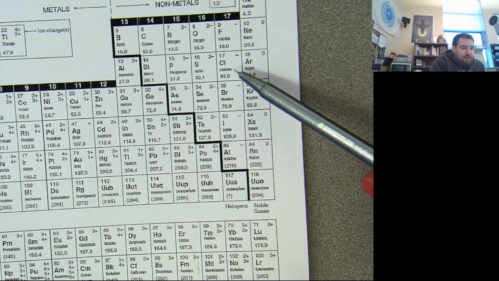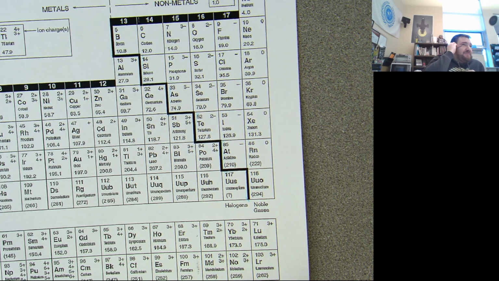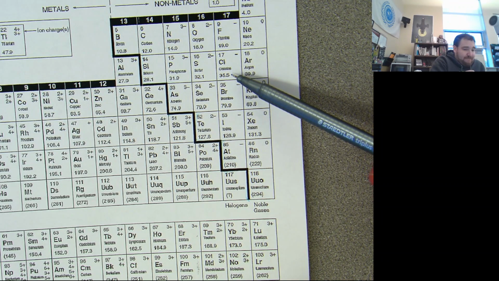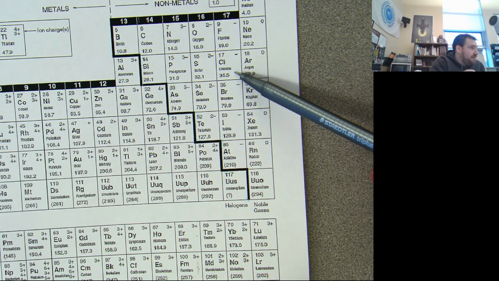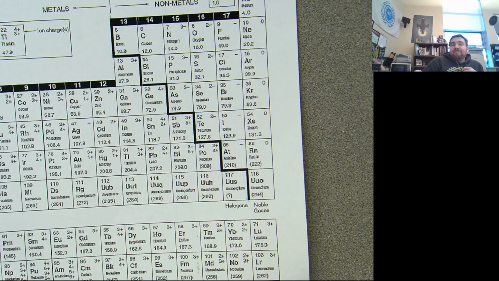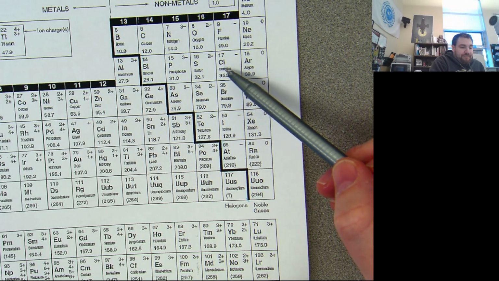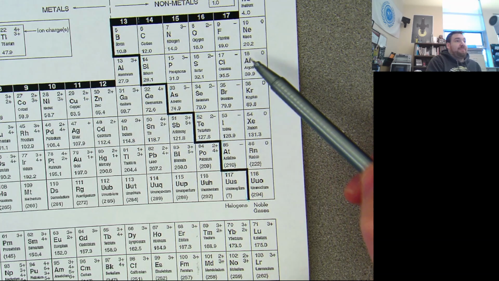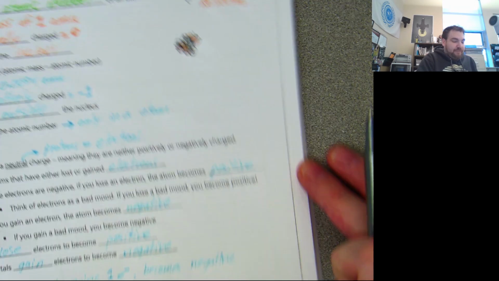If we take a look at chlorine again, chlorine's this guy right here. When chlorine becomes negative, how many electrons does it have? Why? Sweet, yeah. So chlorine had 17 protons, so the atom would also have 17 electrons. To become negative, you gain 1. Yeah, you betcha. It becomes negative.